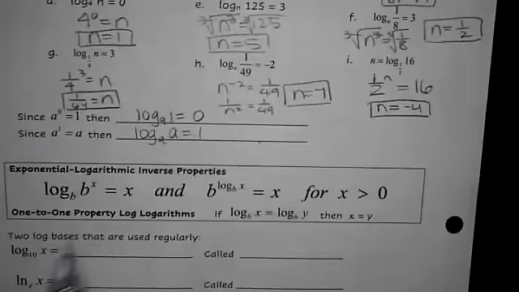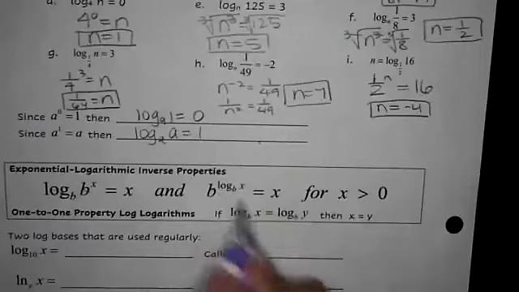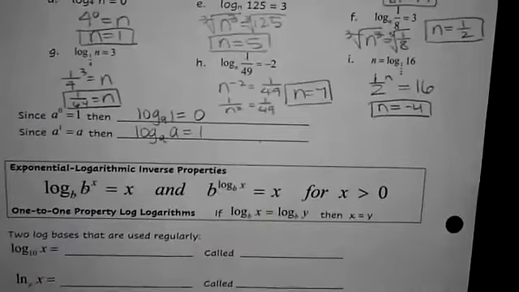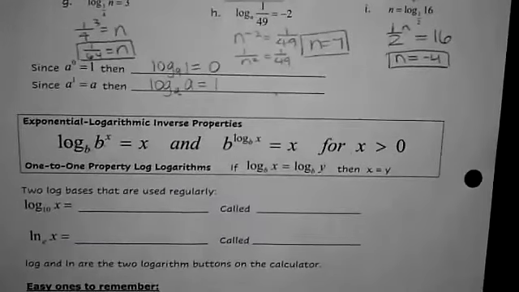So that's this property listed right here. Log base b of x is x because this cancels. And b to the log base b of x also cancels, just giving you the x. So that's an easy property to remember.